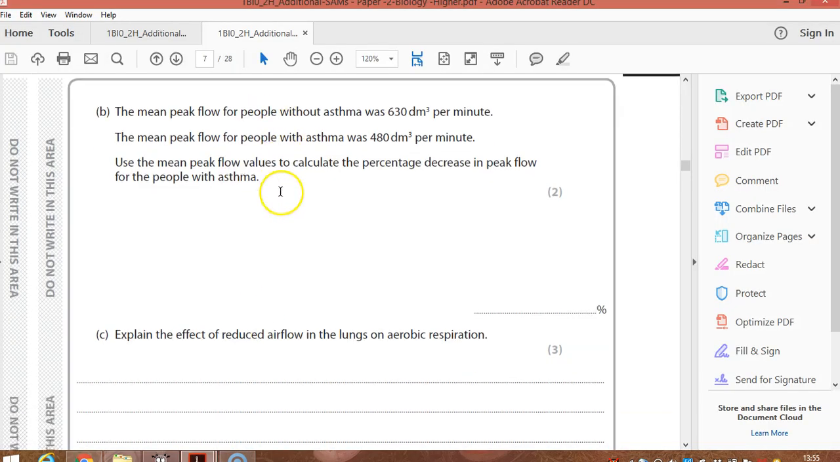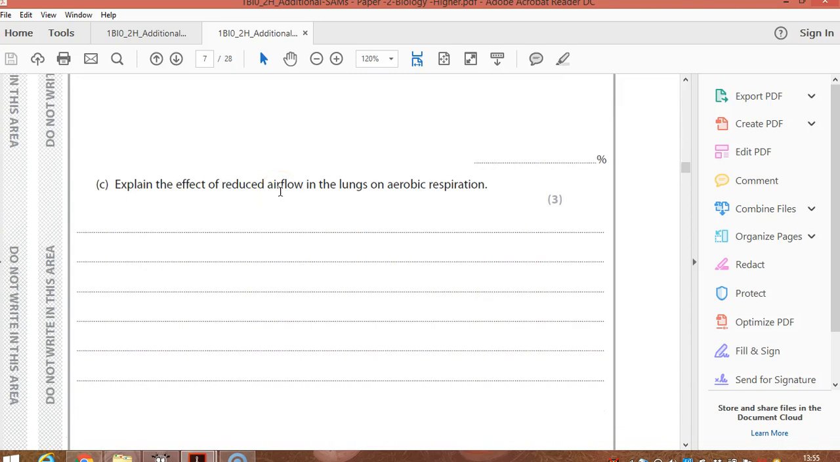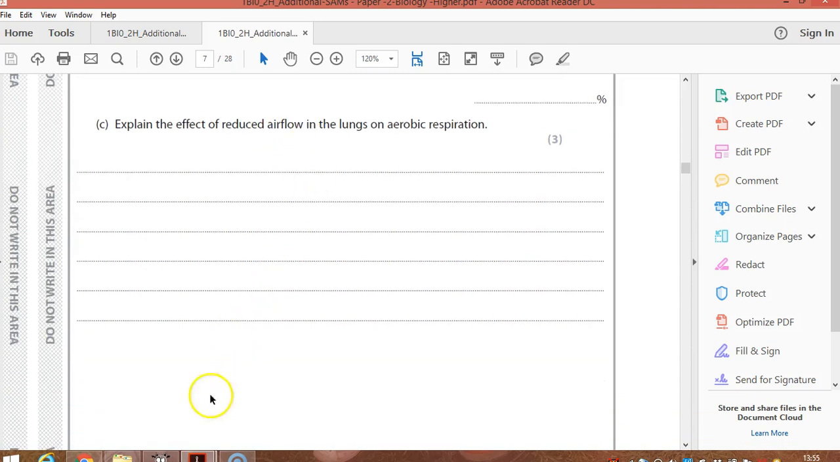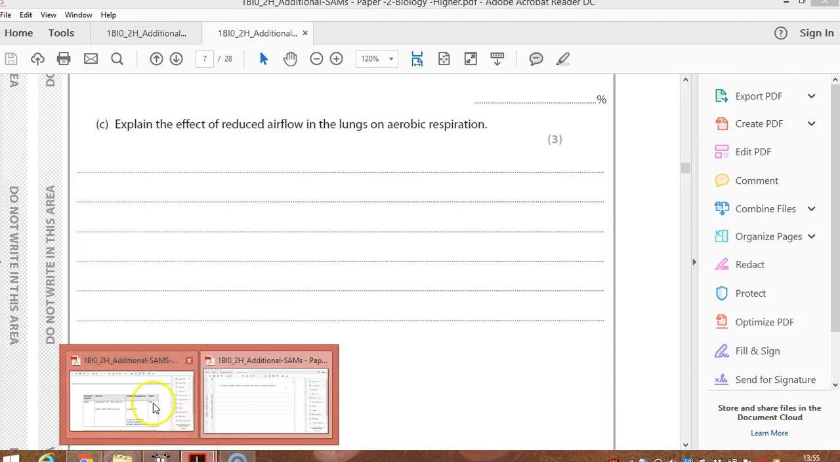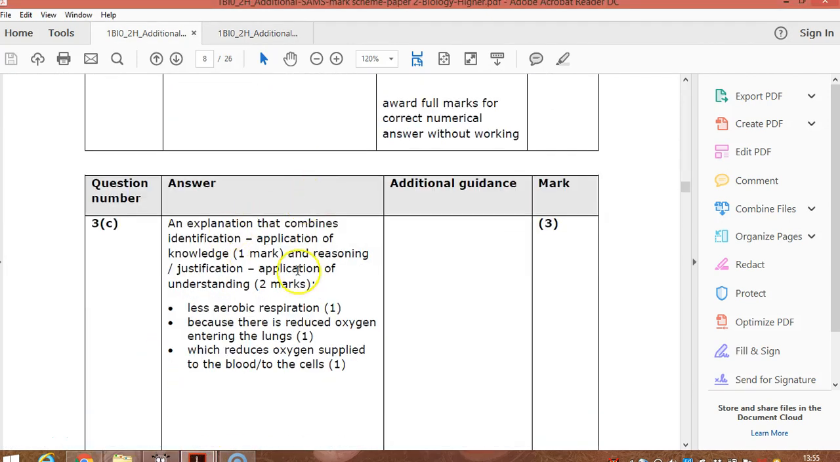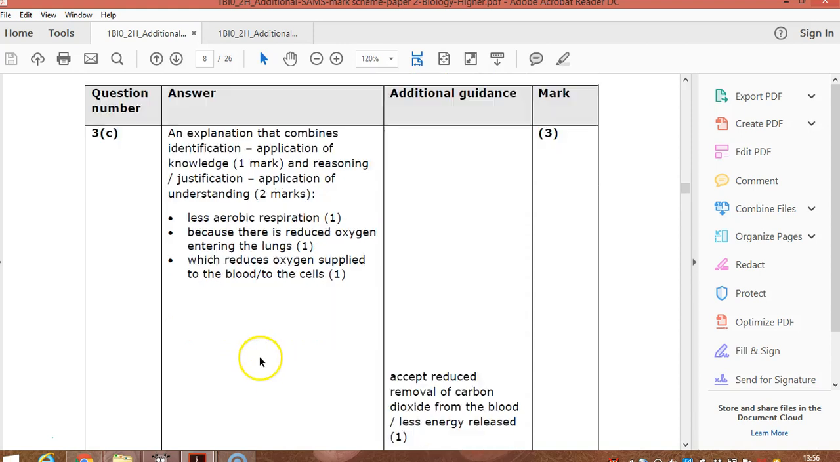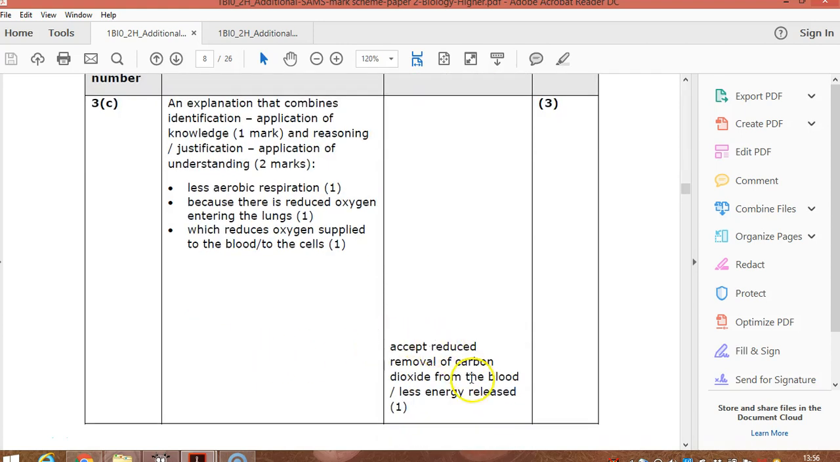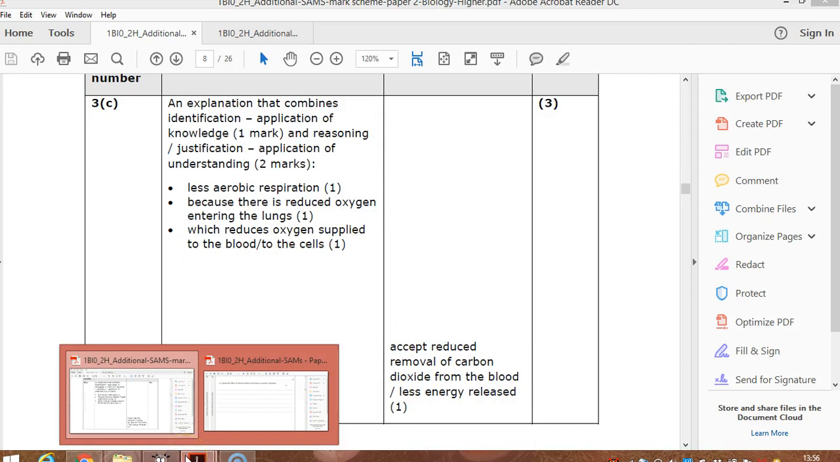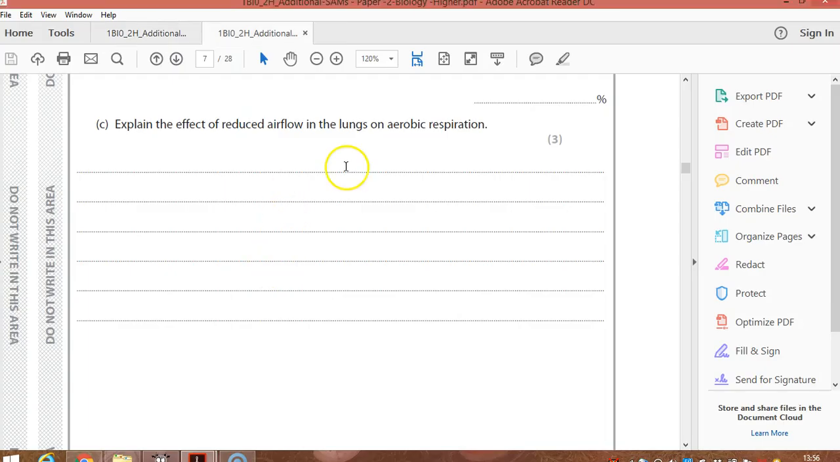Right, we'll move down. Explain the effect of reduced airflow in lungs on aerobic respiration. 3 marks. Off you go. Right. So there's less aerobic respiration because there is reduced oxygen entering the lungs, which reduces the oxygen supply to the blood cells, and reduced removal of carbon dioxide.